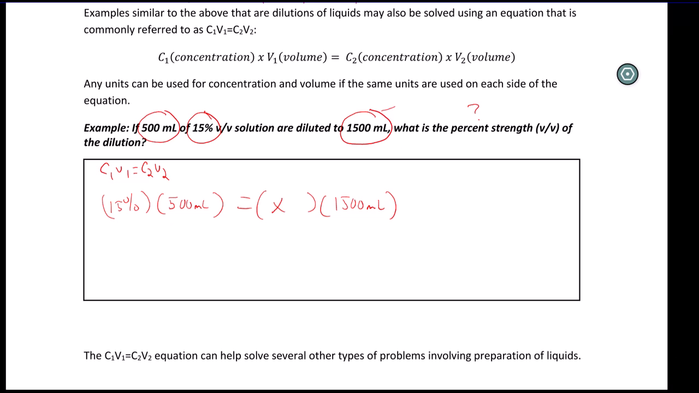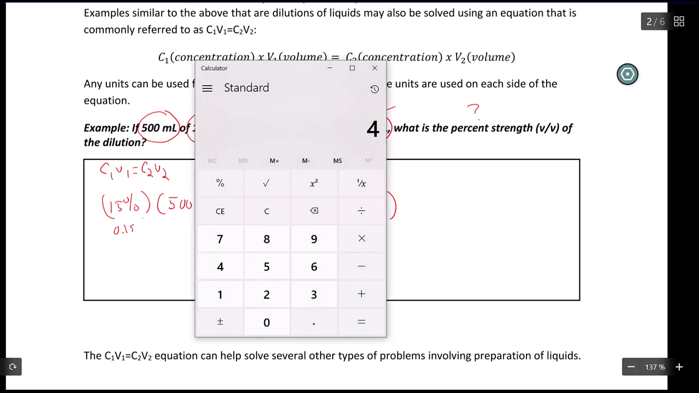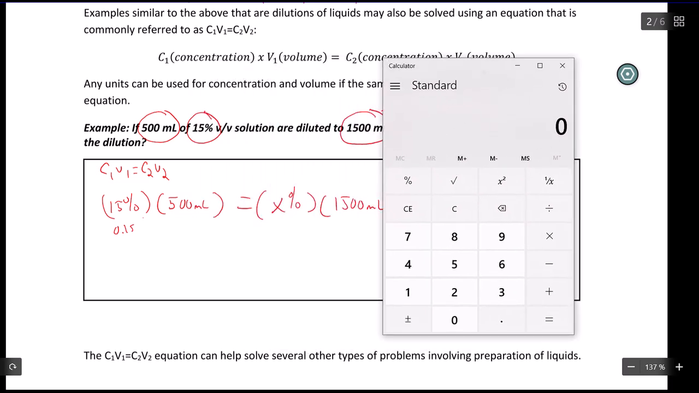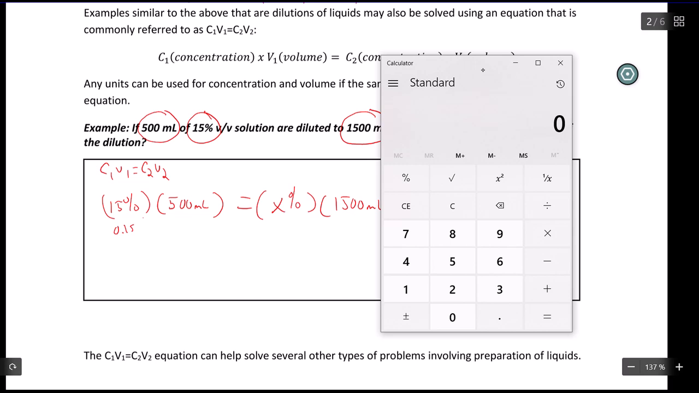Now, you can keep the numbers as a percentage and just keep them as 15, and then this number will already be a percent, or you can change this to 0.15, but notice that when you get an answer for X, you've got to multiply that by 100 to turn it into a percent. So either way you want. I like to just keep them with the percent signs there, so I know when I solve for X, it's going to have the percent there.